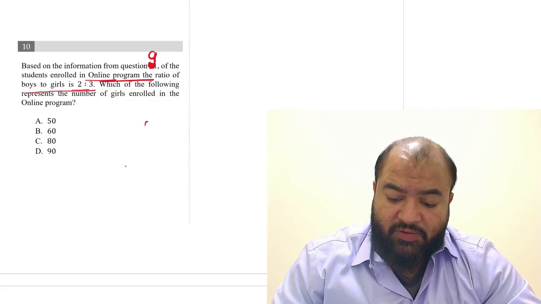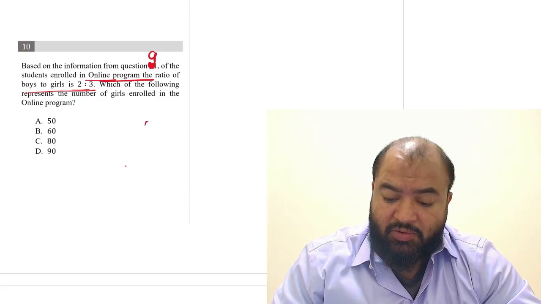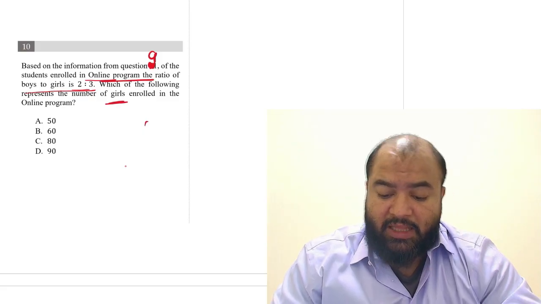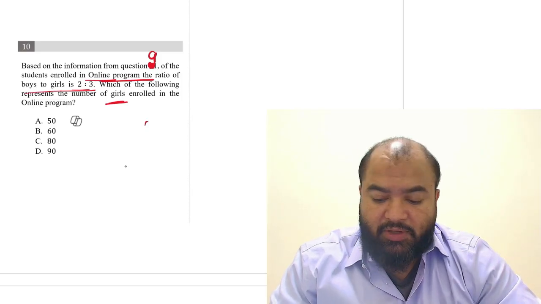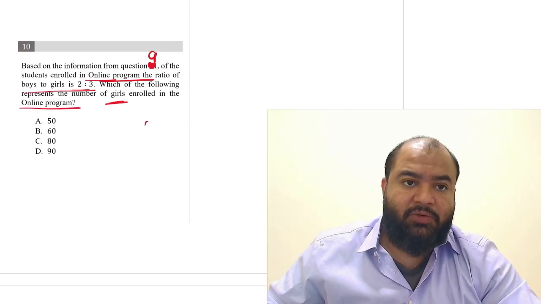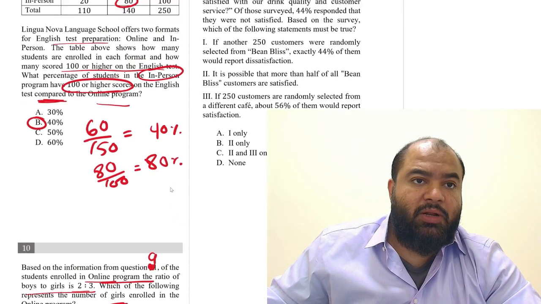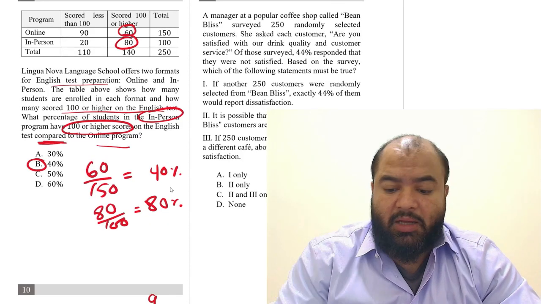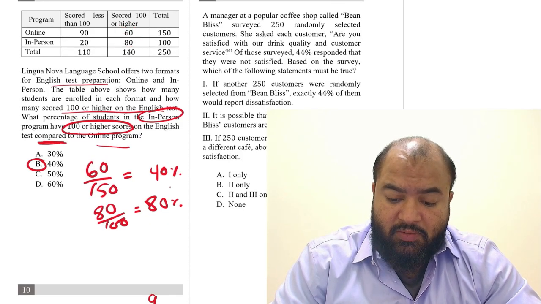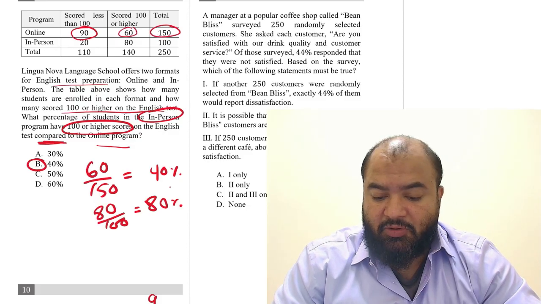Okay, now which of the following programs represents the number of girls enrolled in the online program? So we are dealing with only the online program here. If you look back, the online program was 90 and 60, so the total of 150 is the online program.